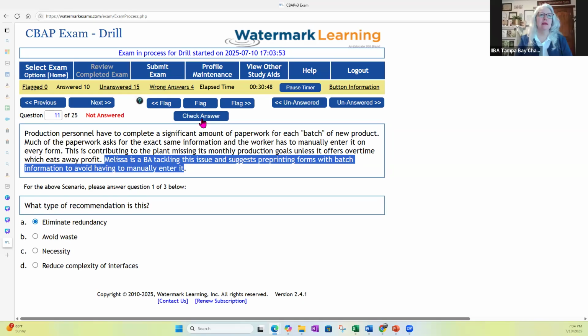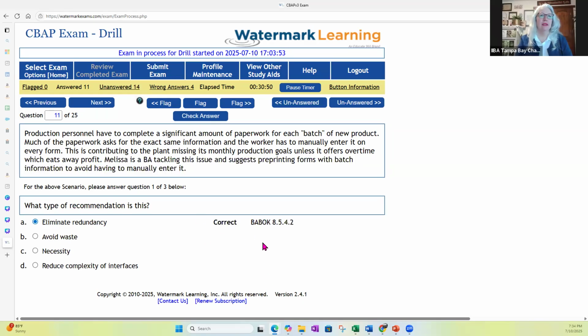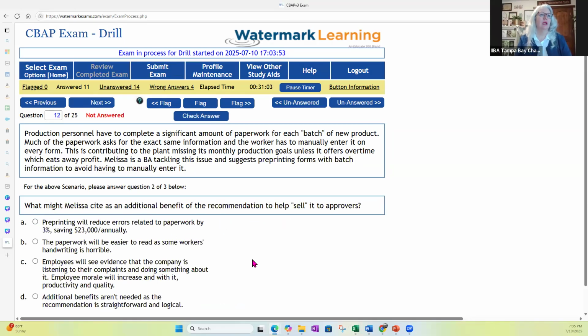Okay, let's test that. That is correct. And this is task 8.5. So we have a solution. We know we're in chapter 8, and so it's recommend actions to increase value. What might Melissa cite as an additional benefit of the recommendation to help sell it to approvers?